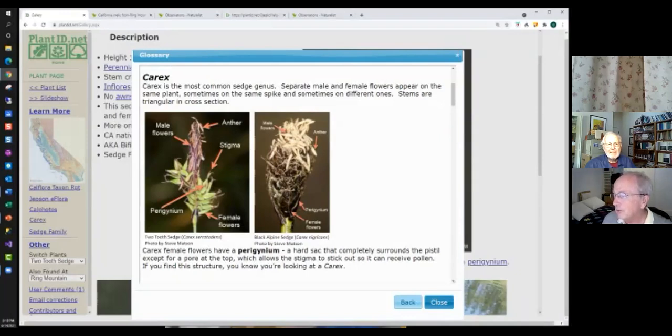And you've got these little pistils sticking out, stigma sticking out. But they're not always green. The perigynium on a black alpine sedge, which is also in the Carex genus, is black. But you can see the pattern here, right? You've got these hard covers protecting the female parts, and the male flowers just kind of loose on top in their own cluster.